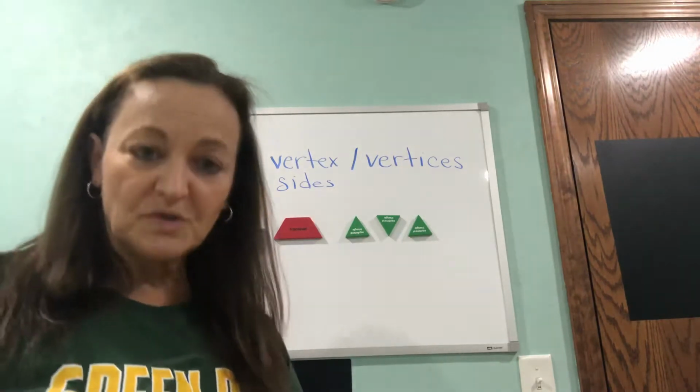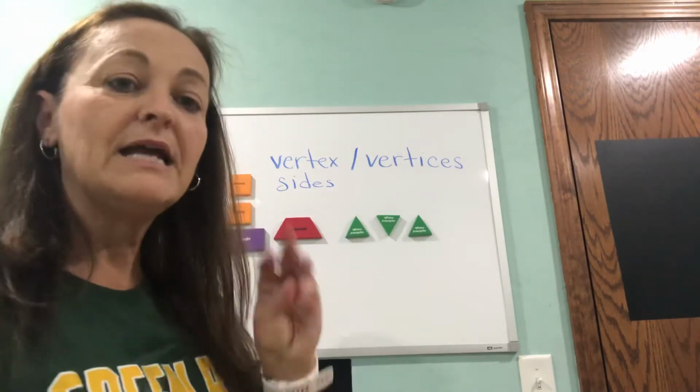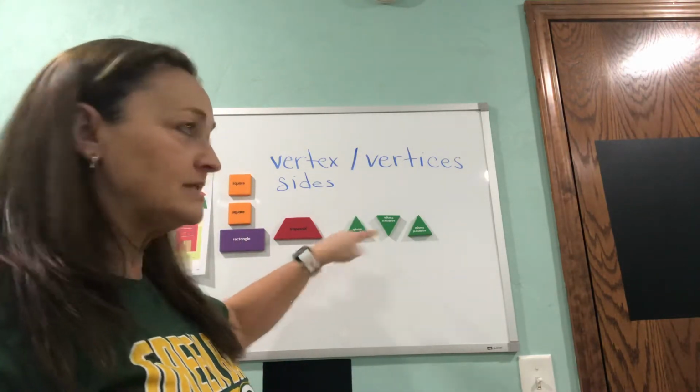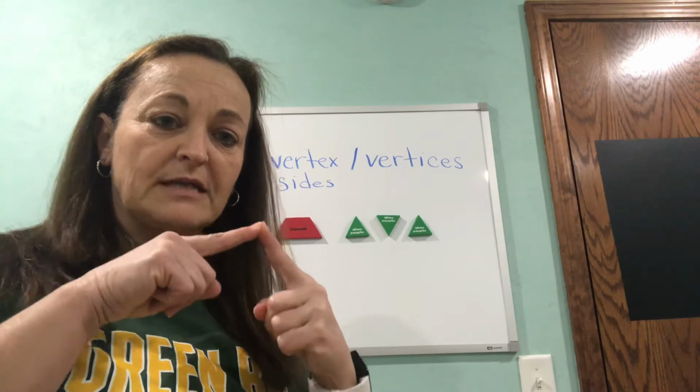But you'll notice in our triangle, there are only three sides and three vertices. So here are our three sides and our three vertices. Remember that vertices are where those two sides come together and make that point.